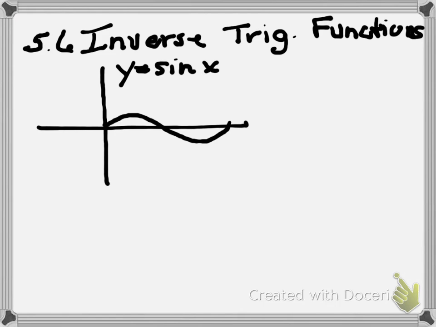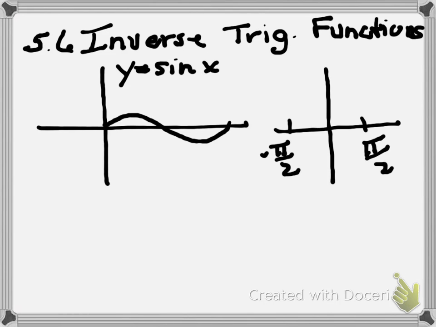So what we need to do is restrict our attention to just a portion of the graph. So we can't restrict it just to from 0 to pi. But if we do restrict it from negative pi over 2 to pi over 2, then this is going to go up. It's going to go up to 1 here, and it's going to go down to negative 1 here. And that's going to be the interval to which we're going to be looking at the inverse.